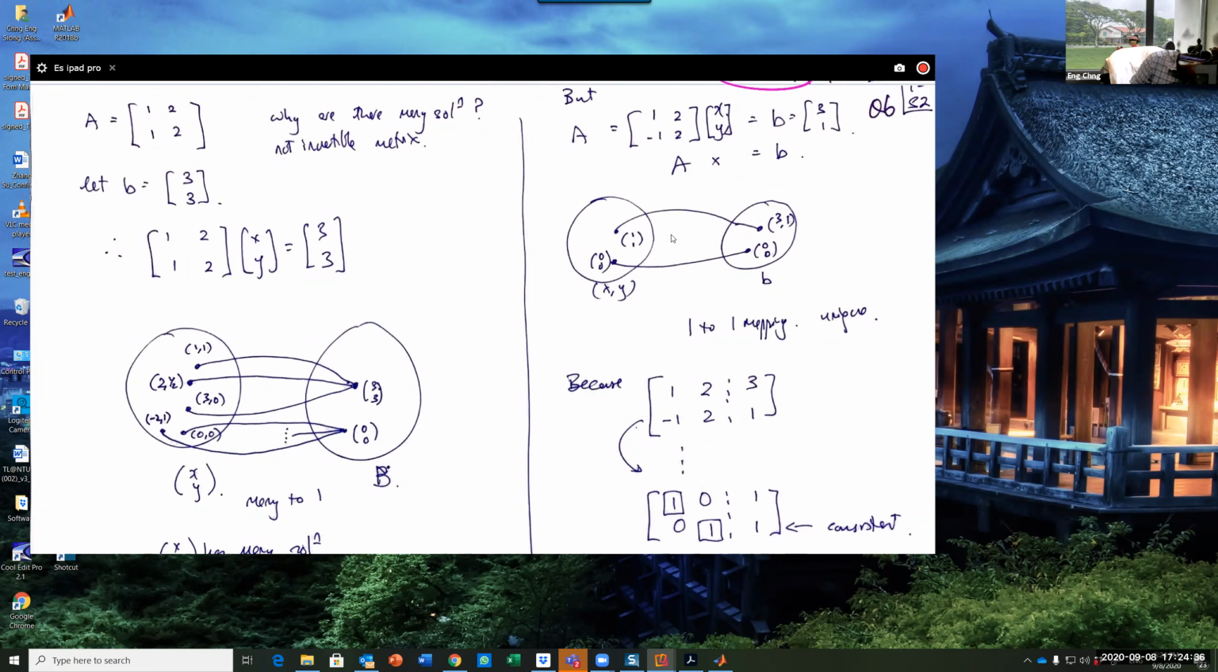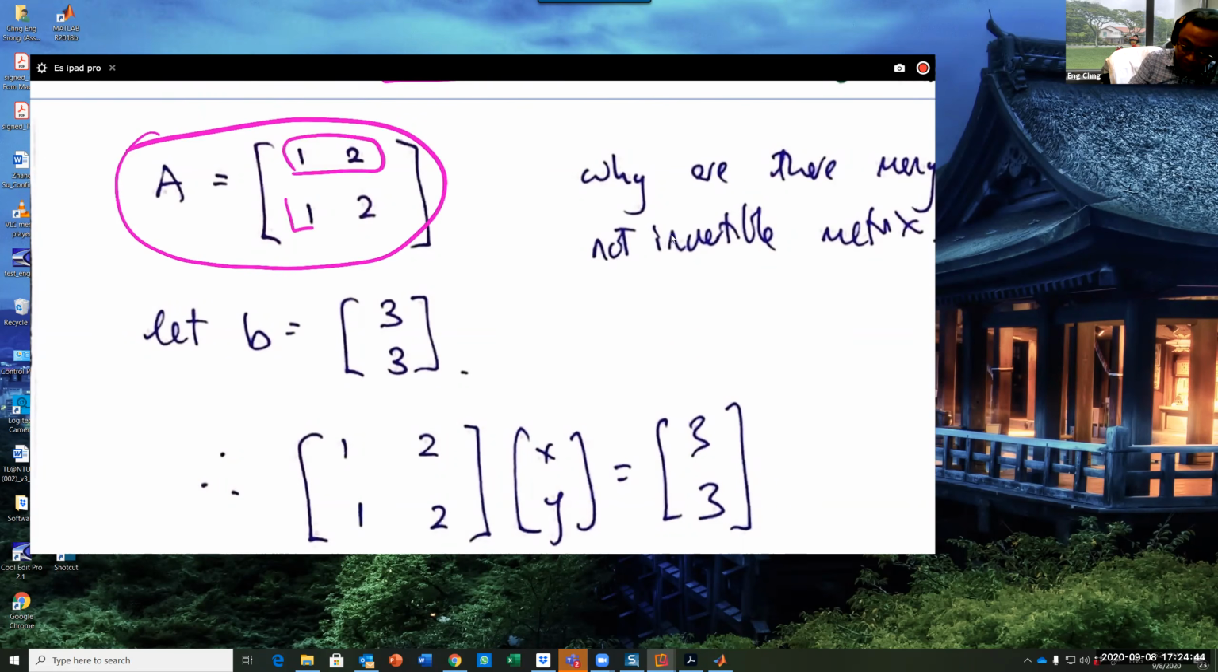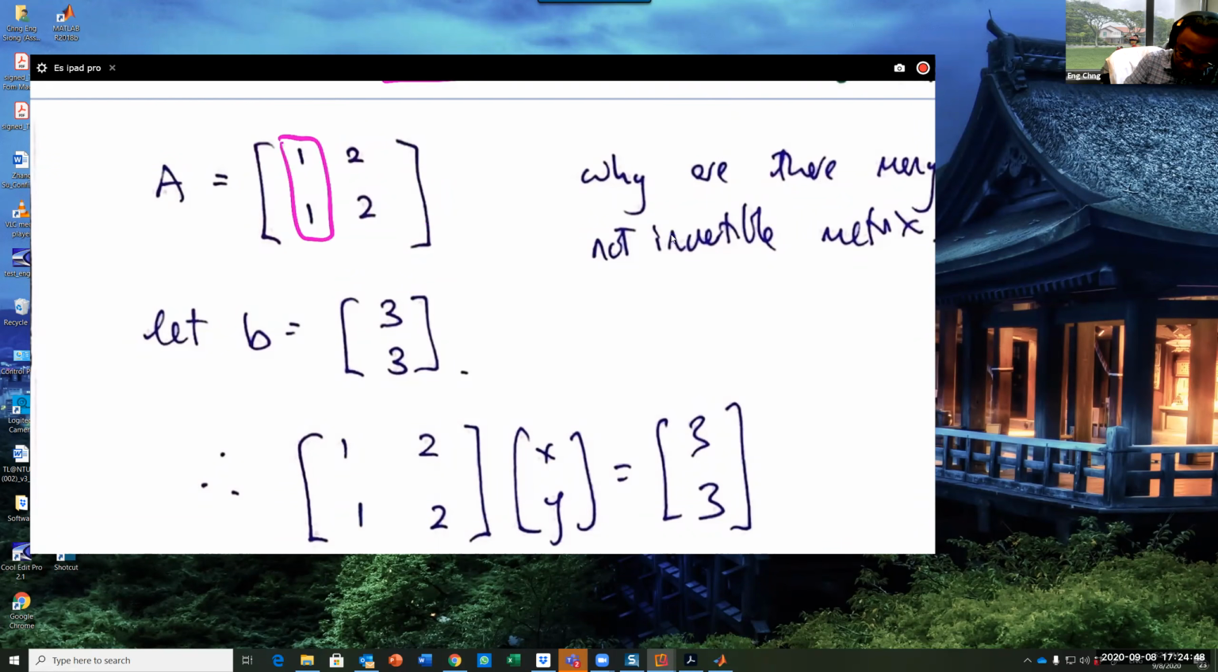So let's do something interesting first. On the left, I have this matrix, and the obvious thing about this matrix is that the first row and the second row are identical. If you like to see it in columns, the first column and the second column are multiples of each other.